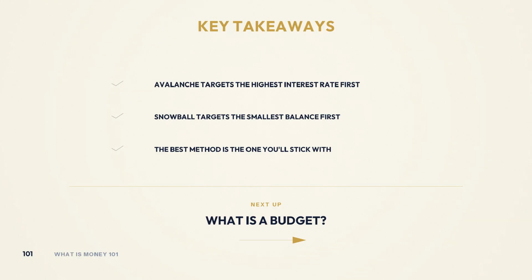Next up, what is a budget, and which type actually works? Most people quit budgeting not because they lack discipline, but because they picked the wrong system.